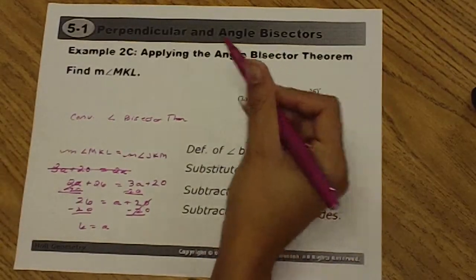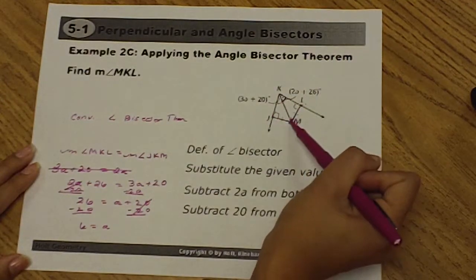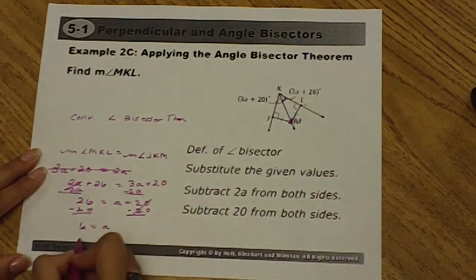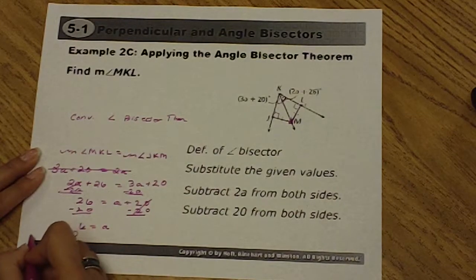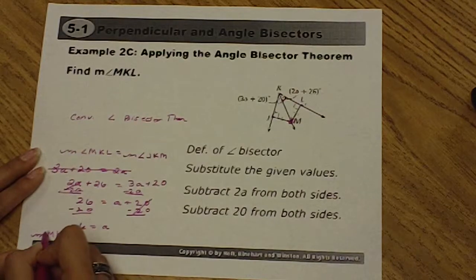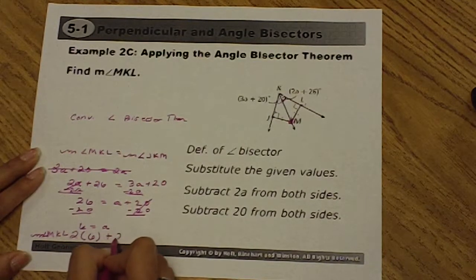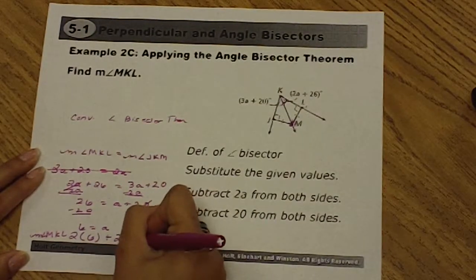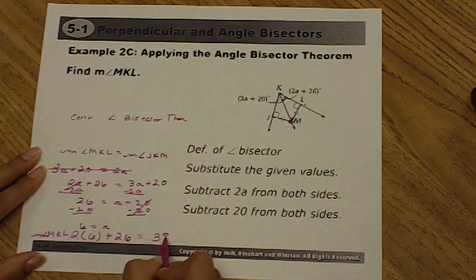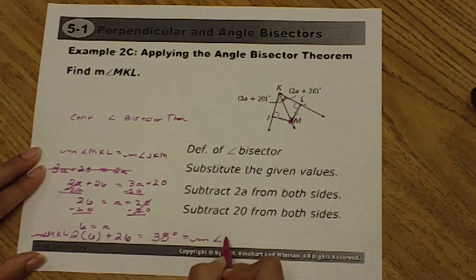Now I found A, but the directions were asking me to find MKL. So I need to plug in A to 2A plus 26. So that's the measure of MKL is 2 times 6 plus 26. And then if I do that math, I end up getting 38 degrees, which is the measure of angle MKL.